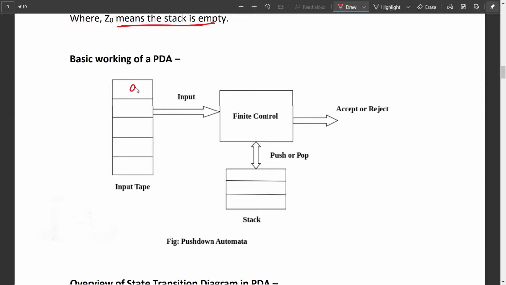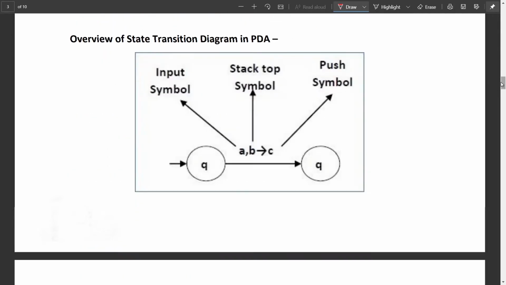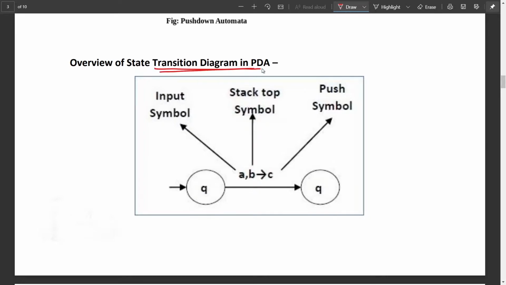So what is the basic working? Like there will be symbols here, and they will be passed into the finite control, and then it will decide whether to push or pop the symbol. Like if we are going to pass this particular string, so I can just say that these are in the input tape, then A will go first and it will be pushed onto the stack, then another A will be pushed onto the stack, then whenever a B comes, an A will be popped, and then the second A will be popped. And like this is the overview of the state transition diagram.